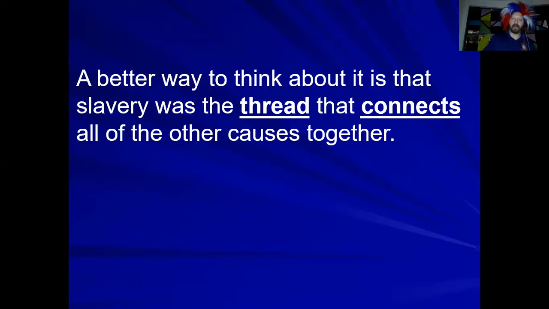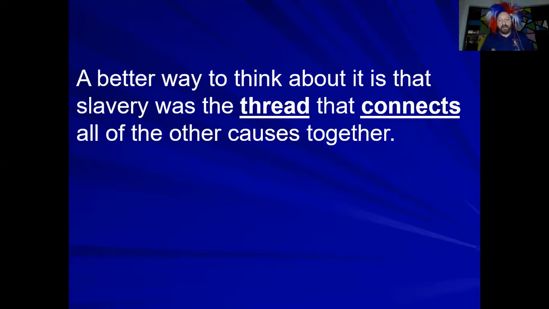Well, this is how. Really, a better way to think about this is that slavery was the thread that connects all these other causes. Okay, so slavery is sort of the ever-present thing in all that we talk about and the differences between North and South, right? The economic differences, slavery's there. Cultural differences, slavery's there, right? I mean, it's ever present. That thread just sort of weaves its way through everything. Okay. And so you'll hear the argument being made that without slavery, none of these things become a problem.